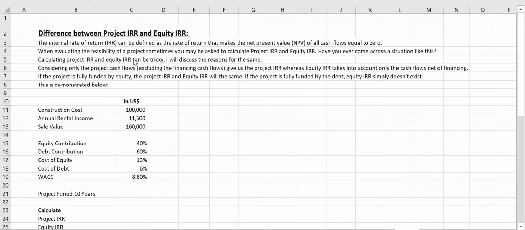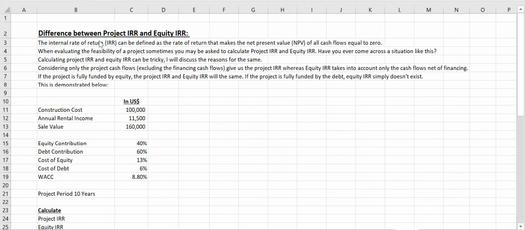When you calculate the project IRR, you should calculate the expected IRR by the project owners. Project owners means the project contributors, which is the equity and the debt contributors. Whereas when you calculate the equity IRR, you should calculate the IRR expected by the equity contributors only. So this is the main difference.